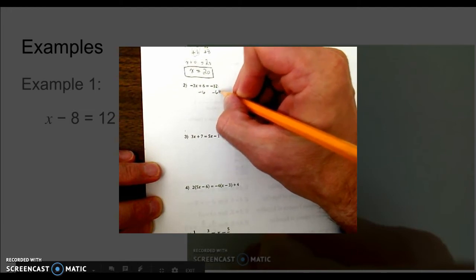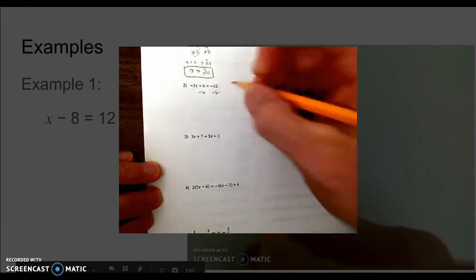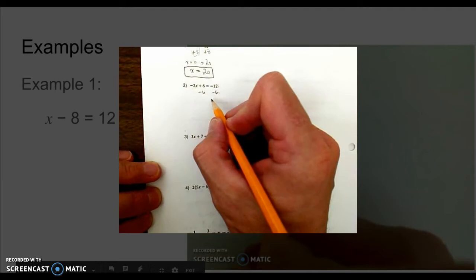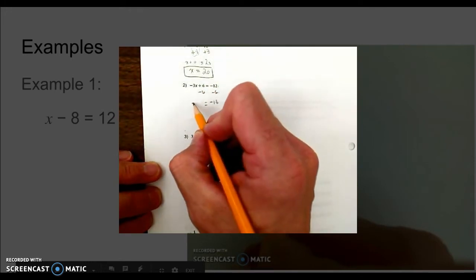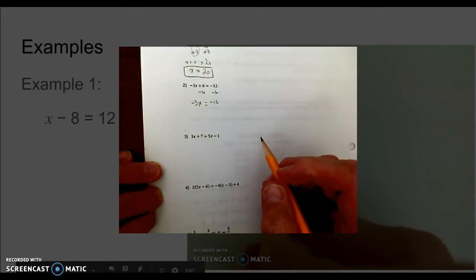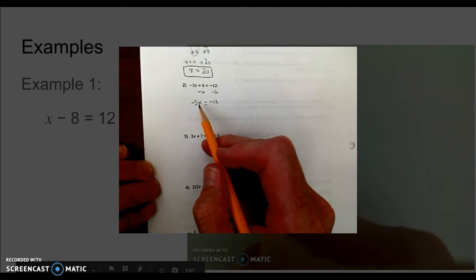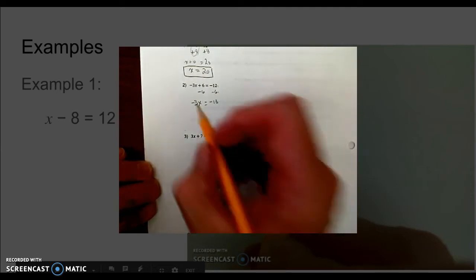Now, step carefully here. Negative 12 and negative 6. I have 12 negative things, 6 more negative things. That's 18 negative things. Negative 6 and positive 6, those sum to 0. So negative 3x equals negative 18. Now I can tackle this multiplication.